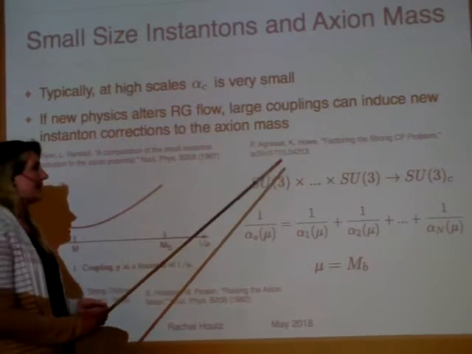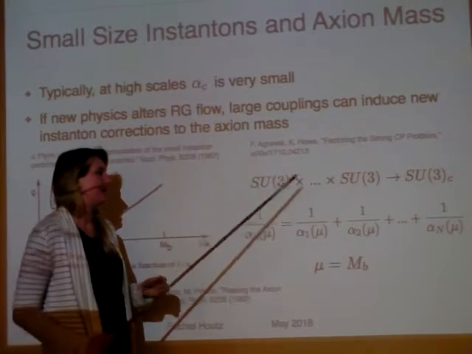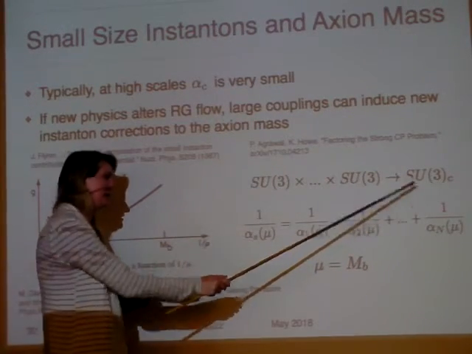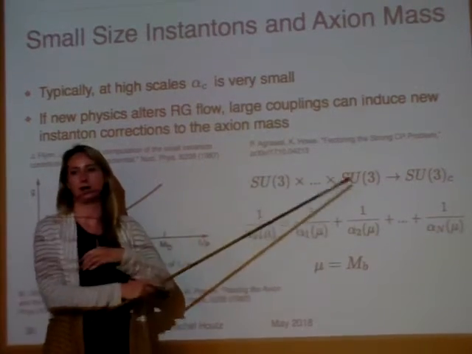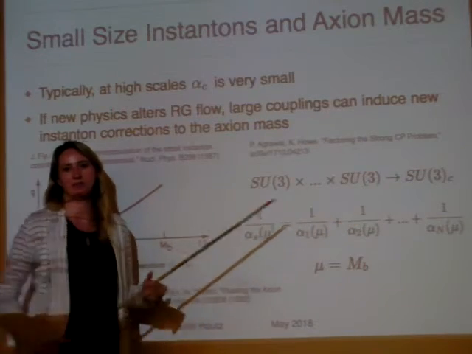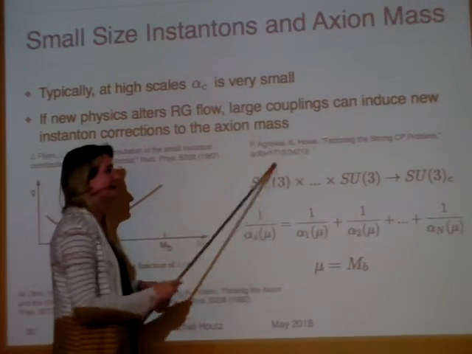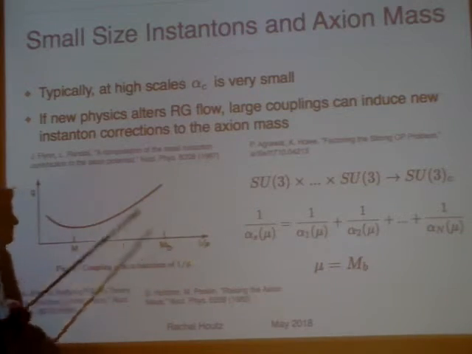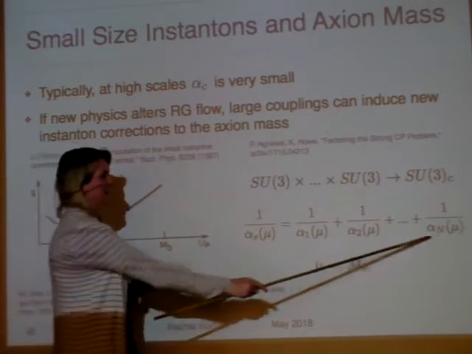Very recently, Agrawal and Howe wrote a paper factoring the strong CP problem, where they said that QCD is living inside some SU3 cross SU3 cross dot dot dot cross SU3, and all of these break to form QCD, right? So you think at first, how could this possibly help the strong CP problem? They introduced a million new strong CP problems, but what they got from this was that they have exactly the same breaking pattern, right?